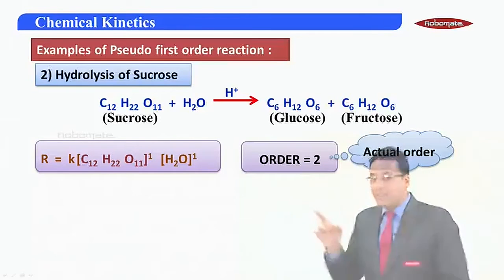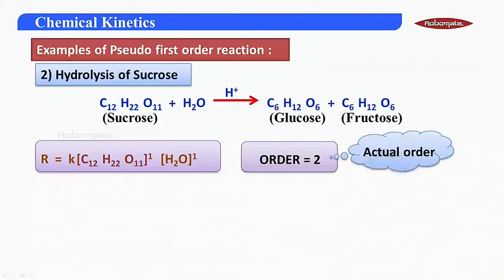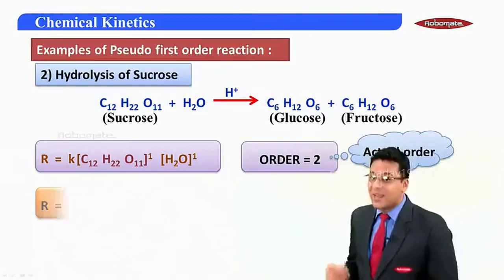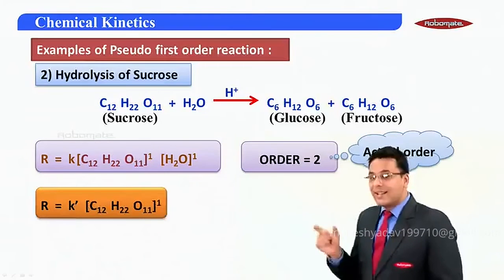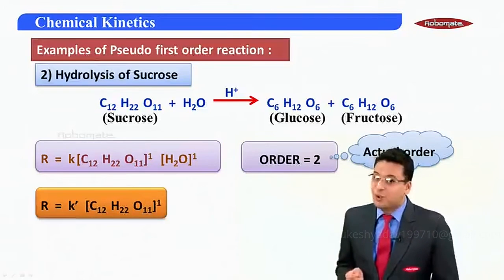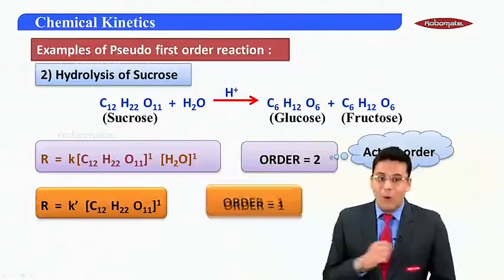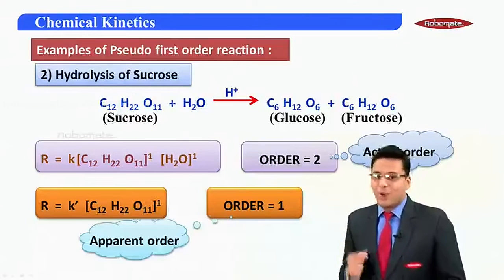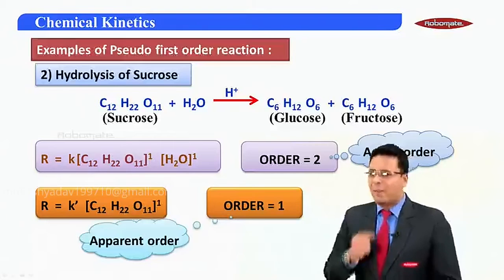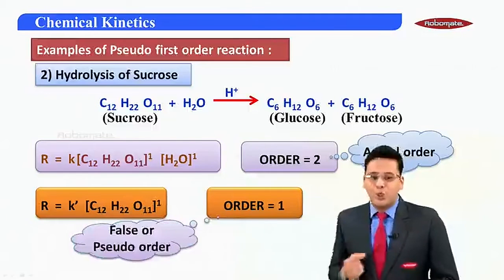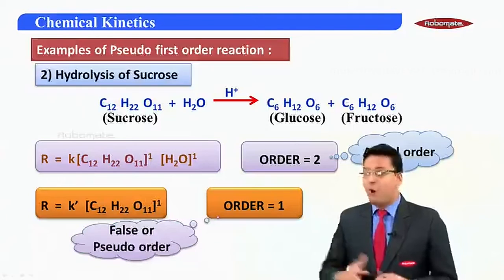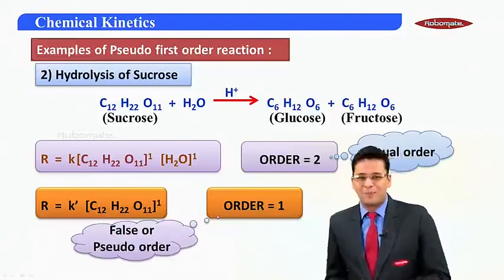Also, since we are taking water in excess, we can rewrite this expression as rate is equal to K dash into concentration of sucrose raised to 1. So the order is now 1. This order is the apparent order or pseudo order or fake order or false order. There are so many names for it.